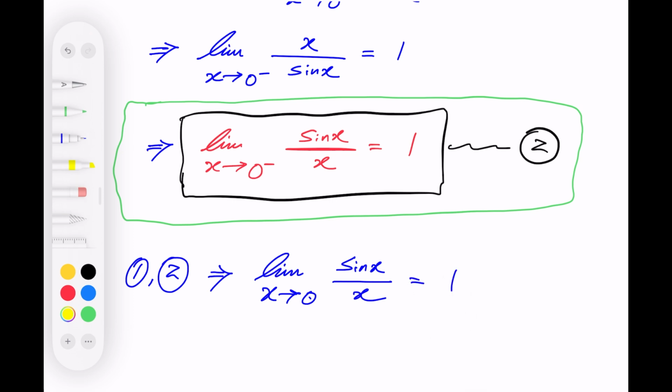This is the complete proof of the theorem that limit x approaches to 0 sine x over x is equal to 1. In this video, I'm not planning to discuss any worked examples. However, this is a very important theorem. There are plenty of possible questions that can be generated from this theorem. I will have a separate video explaining a set of selected problems which are direct applications of this theorem.